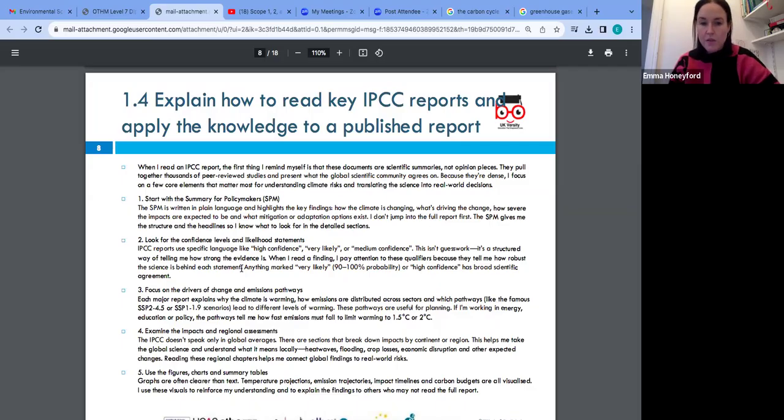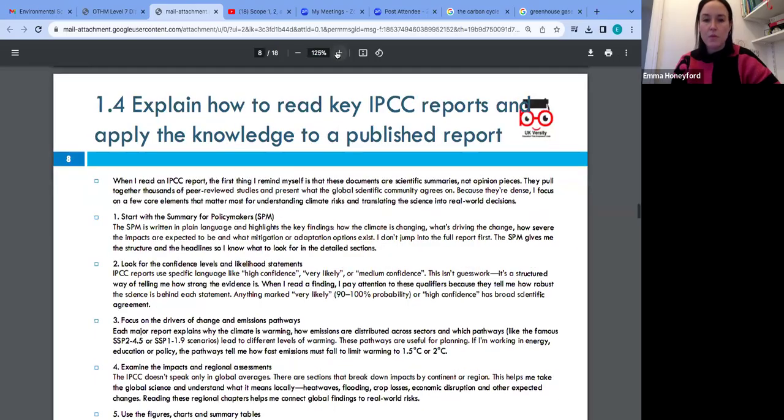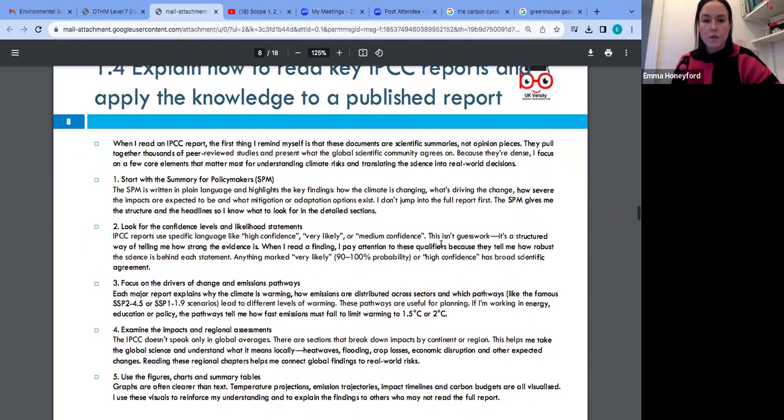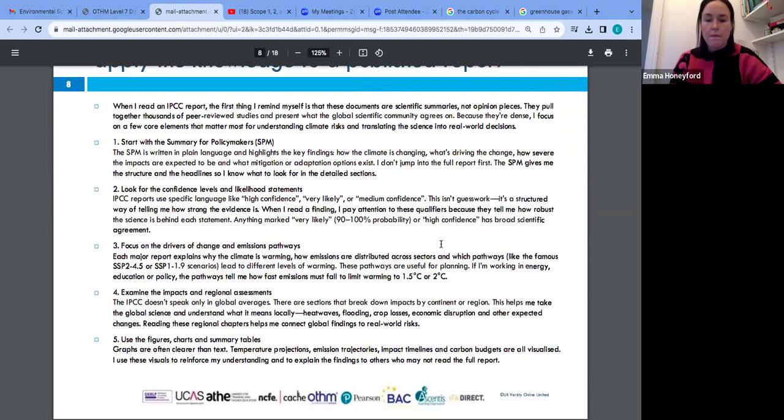So section 5, using the figures, charts, and summary tables. Graphs are often clearer than text. I'm going to zoom in a little bit more here, sorry about this. So temperature projections, emission trajectories, impact timelines, and carbon budgets are all visualised. I use these visuals to reinforce my understanding and to explain the findings to others who may not read the full report.